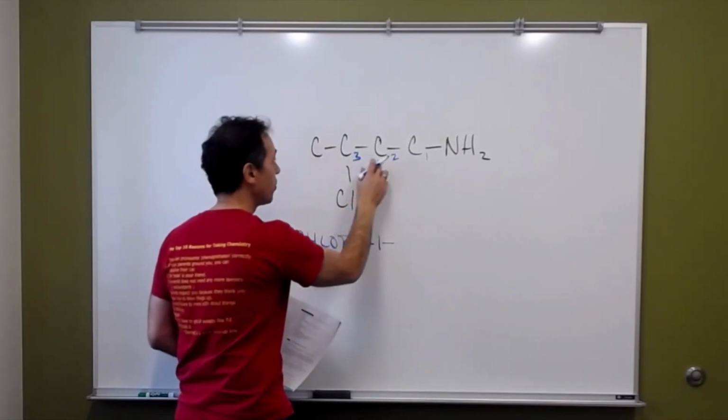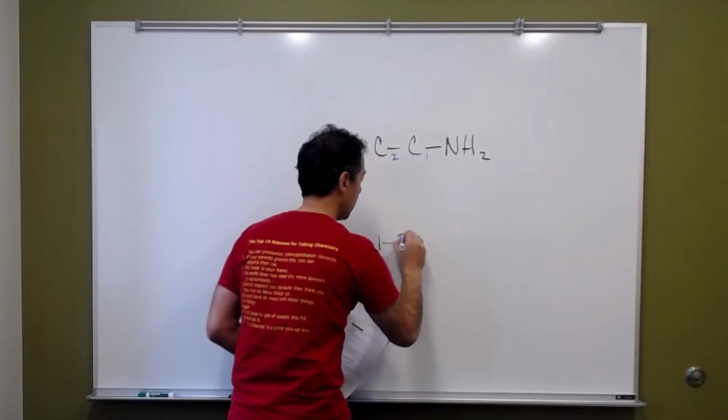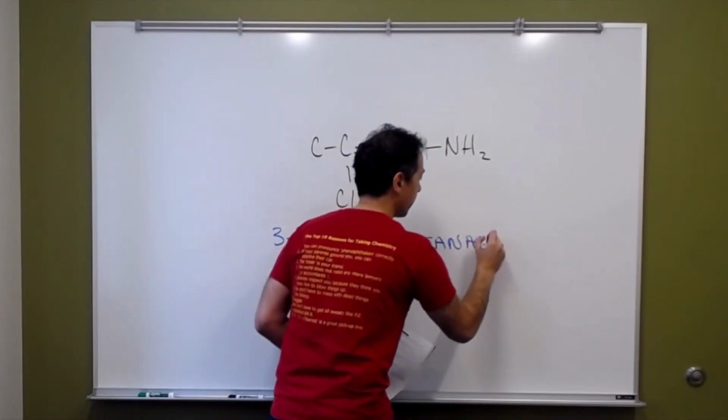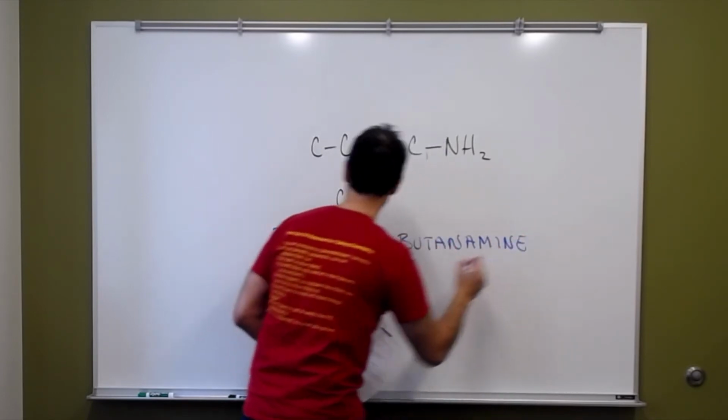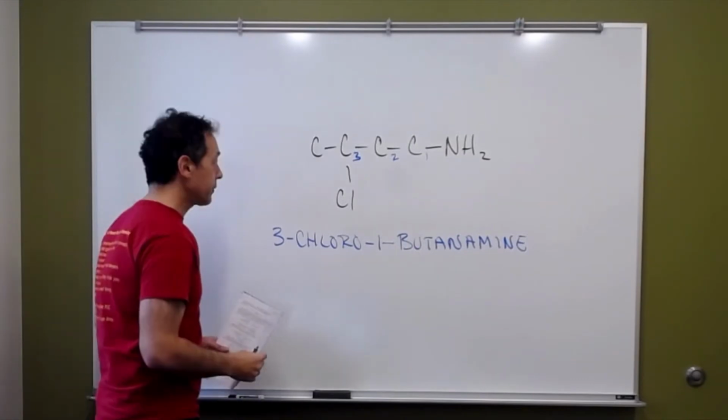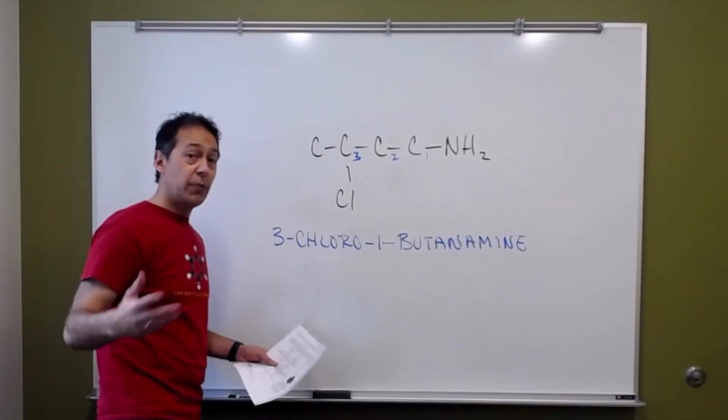1, 2, 3, 4. This is butanamine. 3-chloro-1-butanamine.